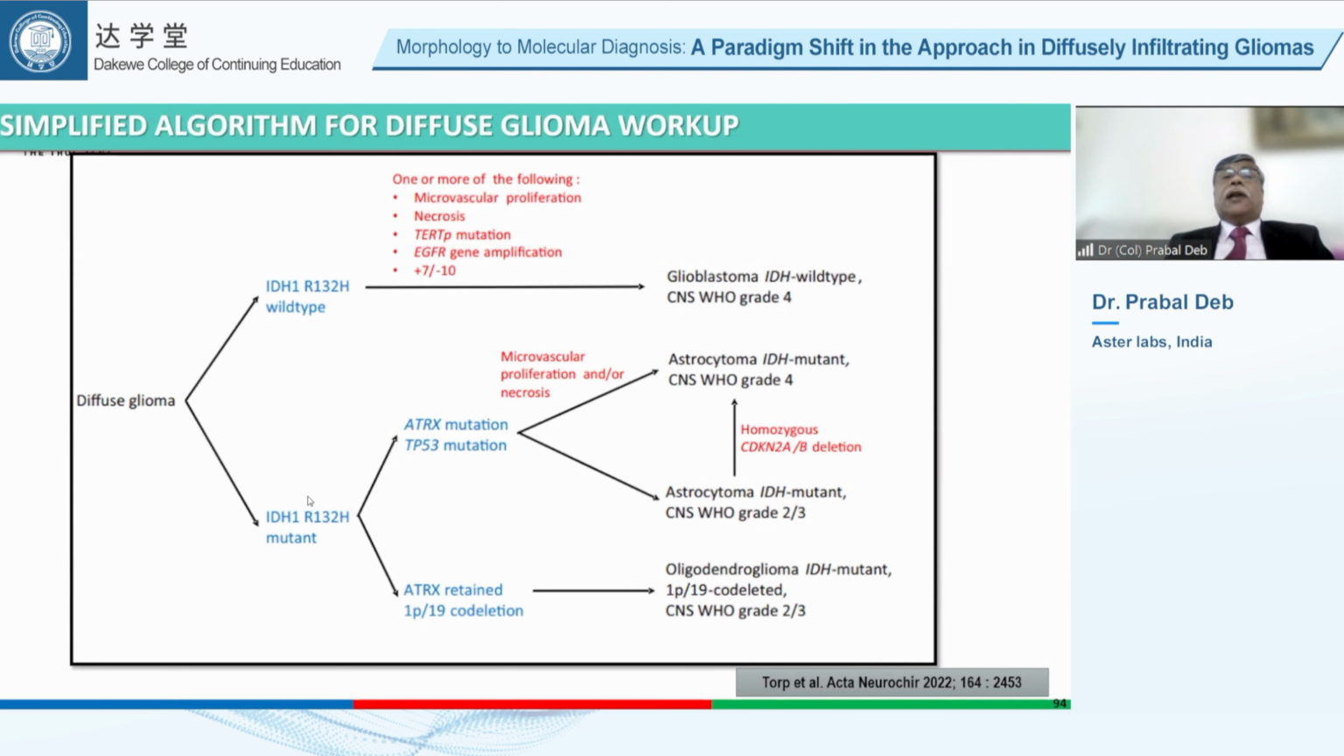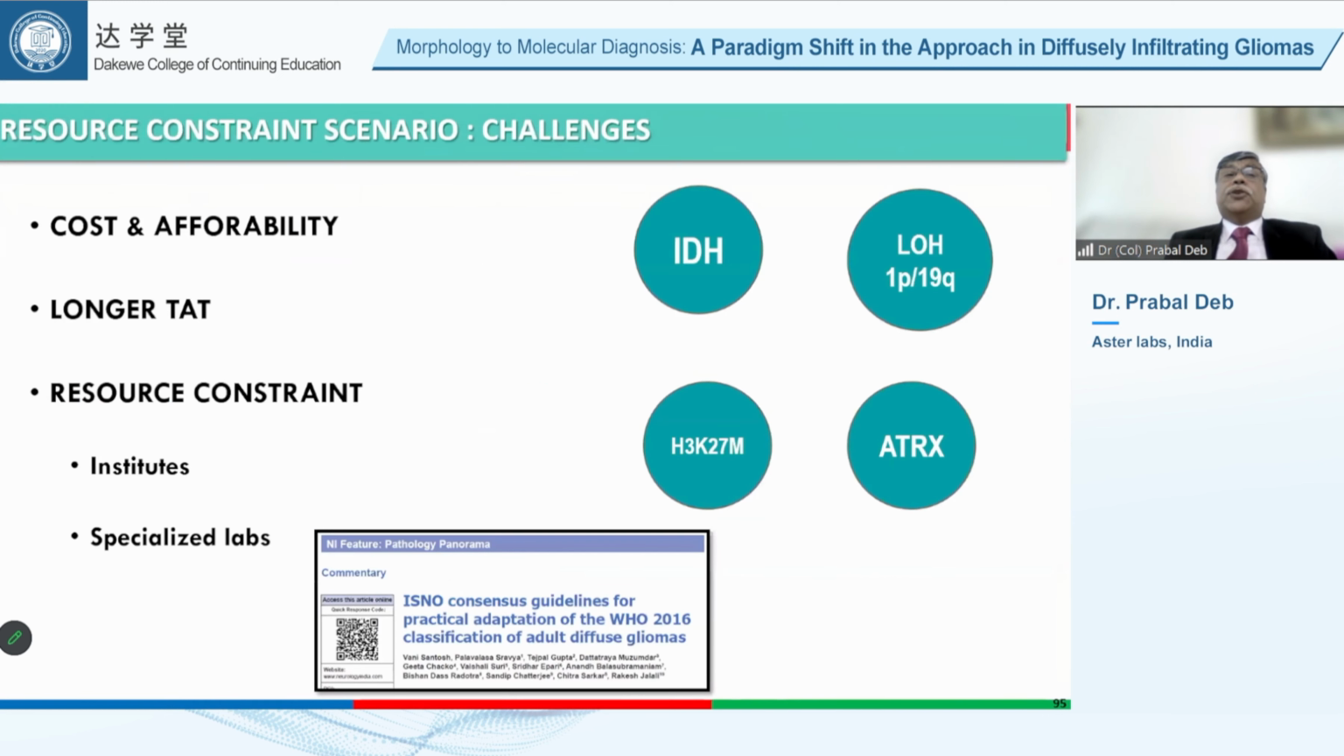So again, a simplified algorithm for a diffuse glioma workup, but as can be seen, all these require a very specialized setup and is quite an expensive workup in most resource-constrained scenarios. It's easy to say and discuss IDH1, LOH 1p19q, ATRX, H3K27M mutations, but there's a question, from the global perspective, of the cost, affordability, and need for a specialized center, a specialized team, and equipment for assessment and evaluation.